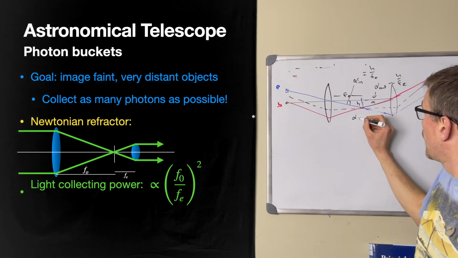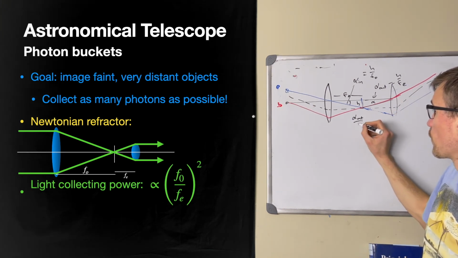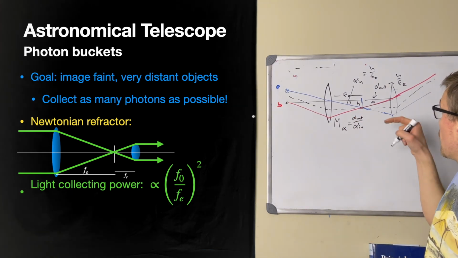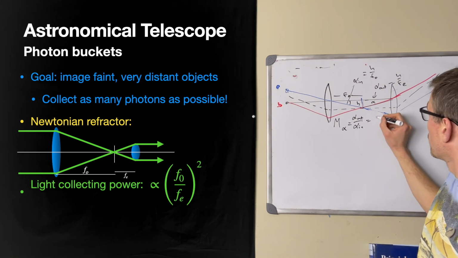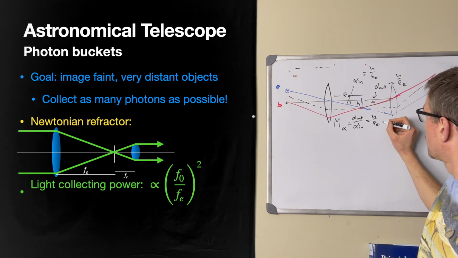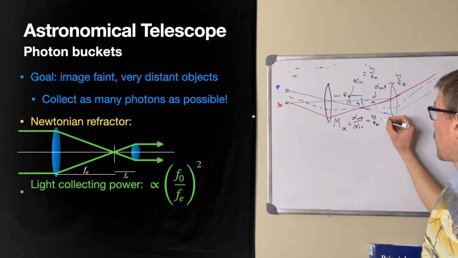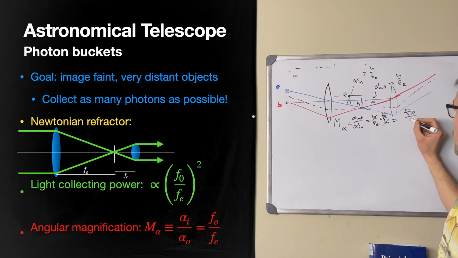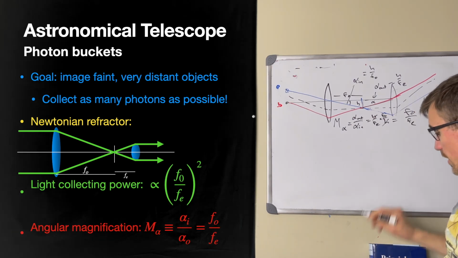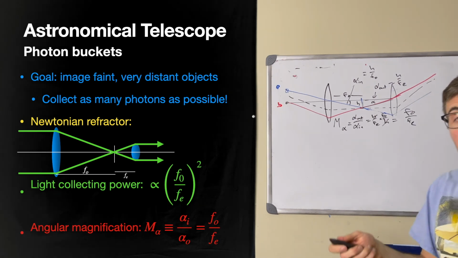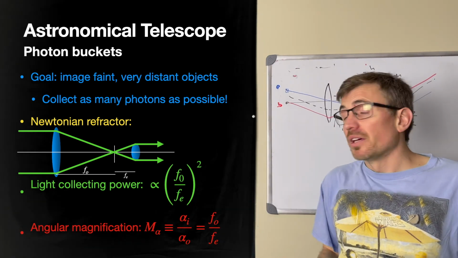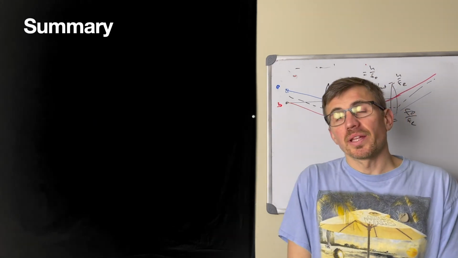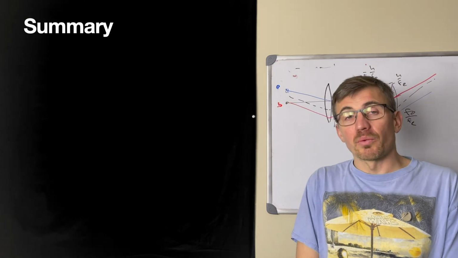So alpha out over alpha in, which we're going to call the angular magnification, is given by, well, let's just draw it out. It's h over f_e divided by h over f objective. So that's the objective focal length divided by the eyepiece focal length. And that's the angular magnification of a refracting telescope as drawn here. Okay, so that's it for the instrumentation that we're going to talk about here.